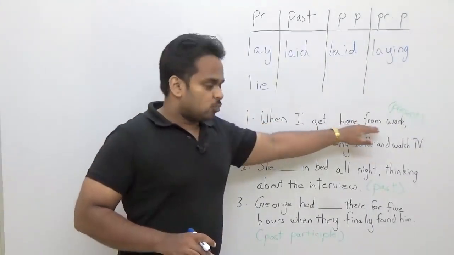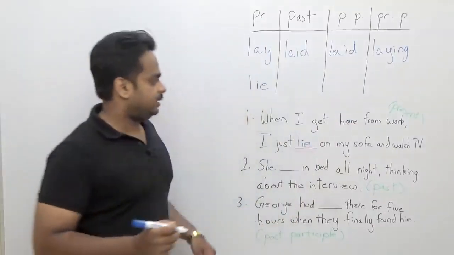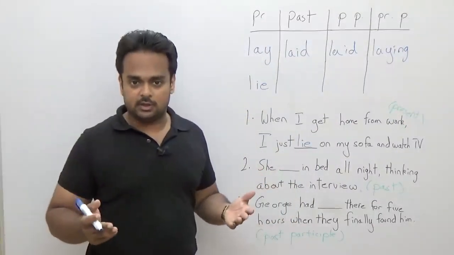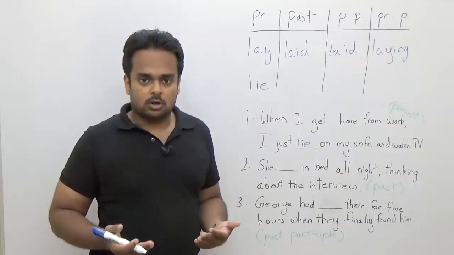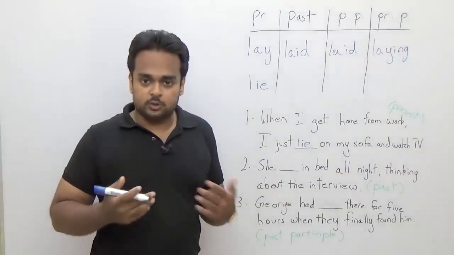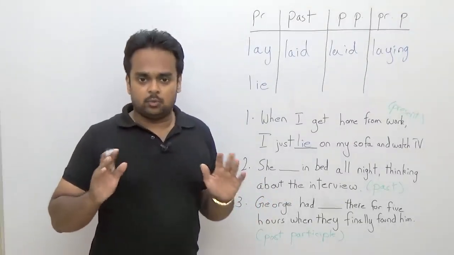When I get home from work, I just lie on my sofa and watch TV. This is something I do every day. So I get home from work at 6 p.m. and as soon as I get home, I just jump on my sofa and I just lie there and watch TV.